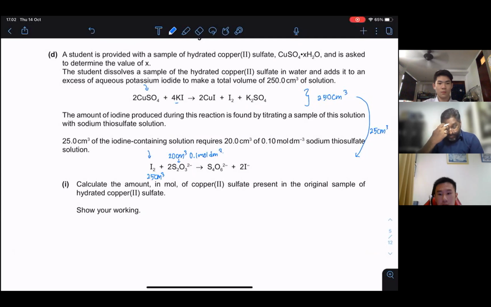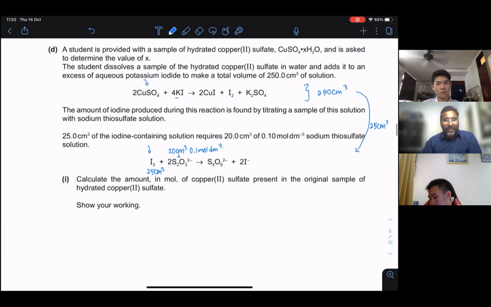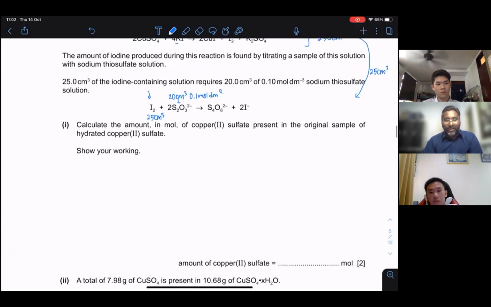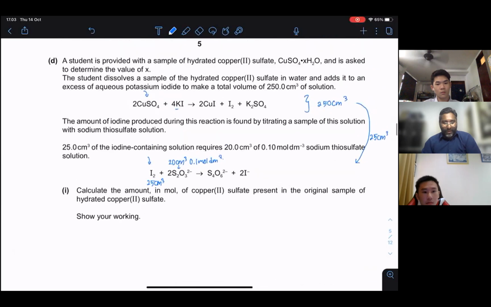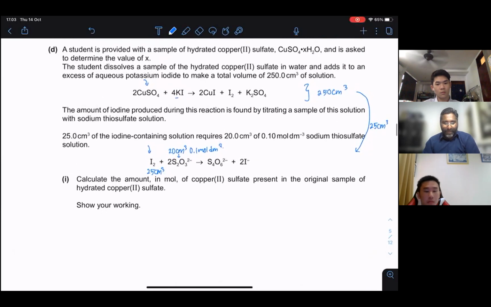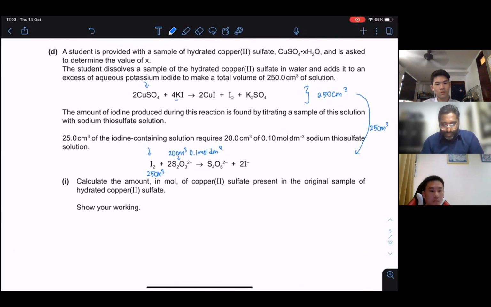So here, when they say calculate the amount of moles of copper 2 sulfate present in the original sample of the hydrated copper 2 sulfate, it means they didn't give us some chance, they say straight away calculate the amount in mole of copper 2 sulfate. So I need to calculate the copper 2 sulfate directly. So how do I do that?